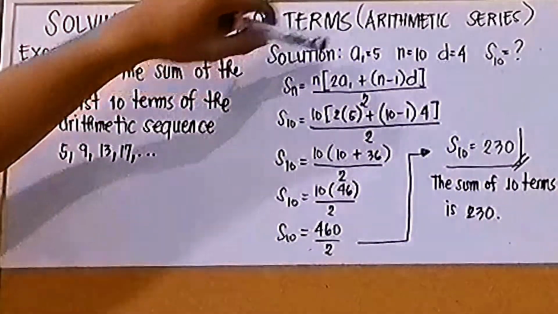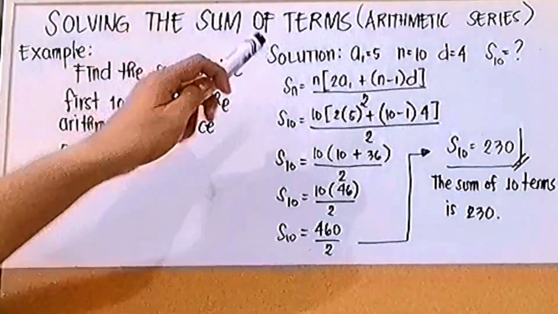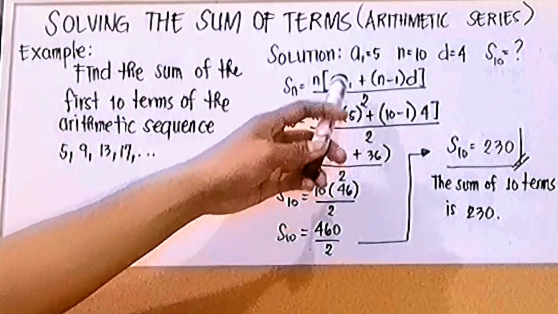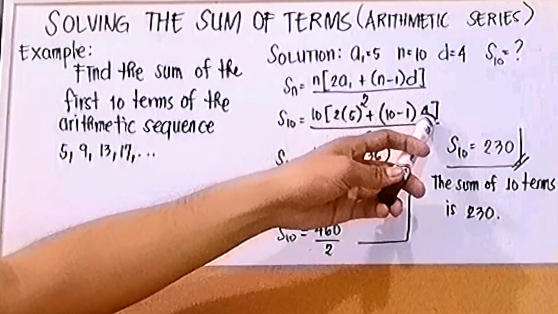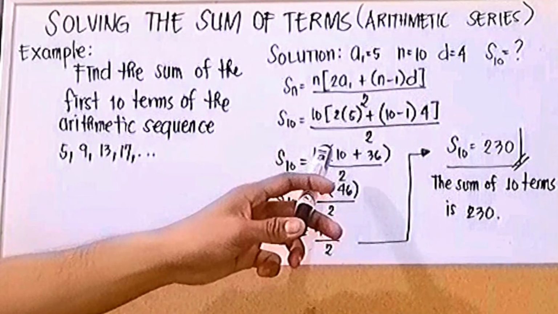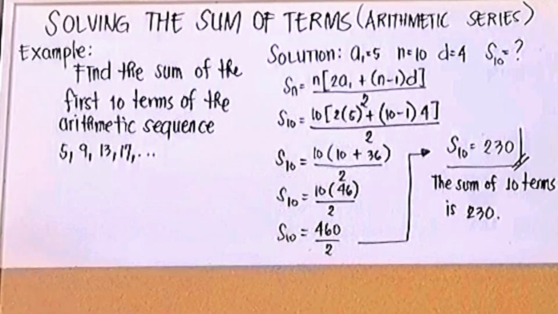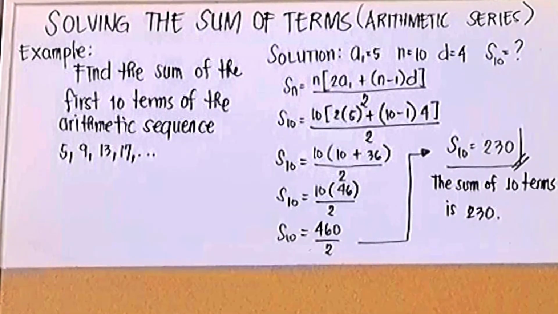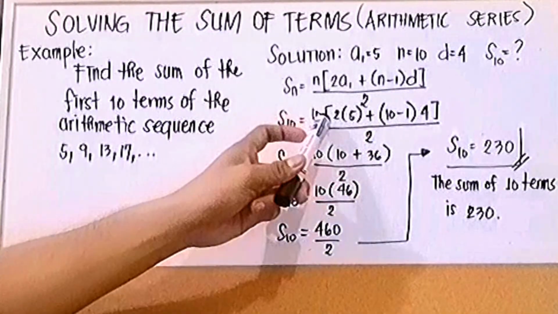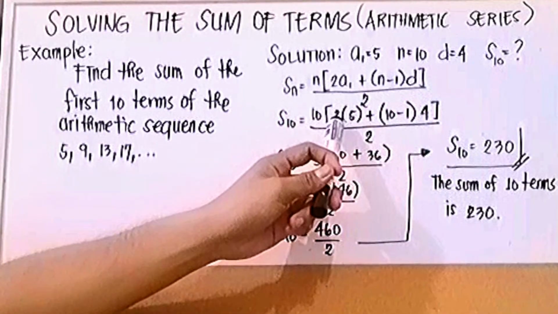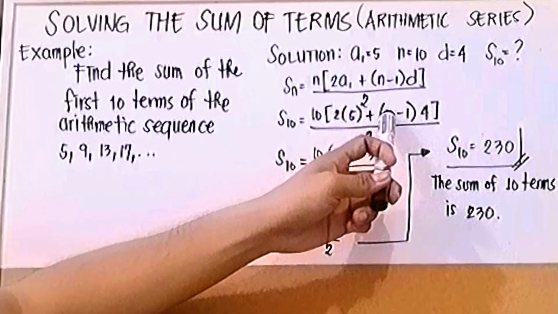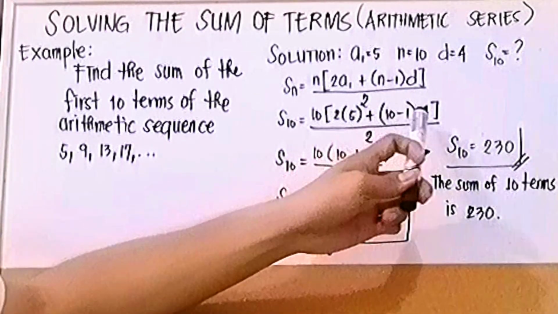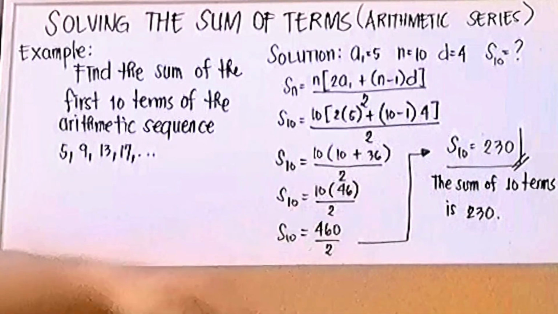Next, we will substitute the given to our formula. So, n is already 10. The first term is 5. And n again is 10. And the common difference is 4. Next, using PEMDAS, first we will solve the innermost equation. So here, we have 2 times 5 is 10. And 10 minus 1 is 9. 9 times 4 is 36.